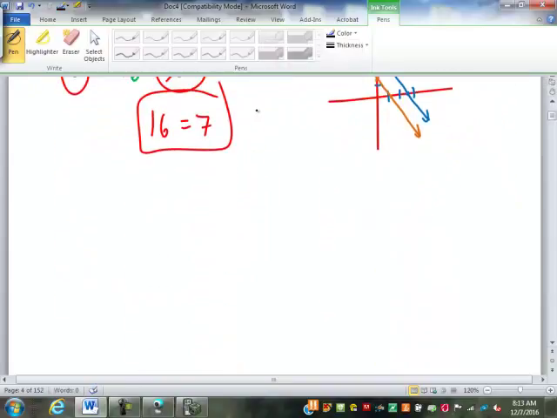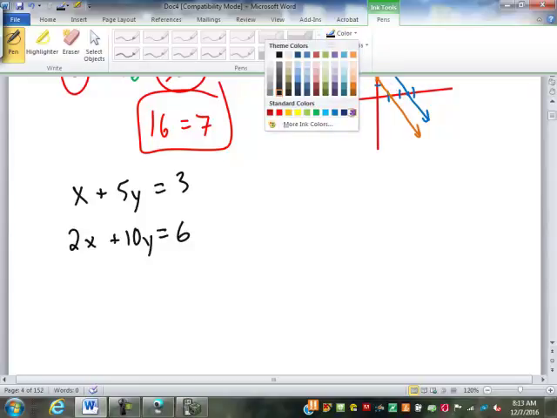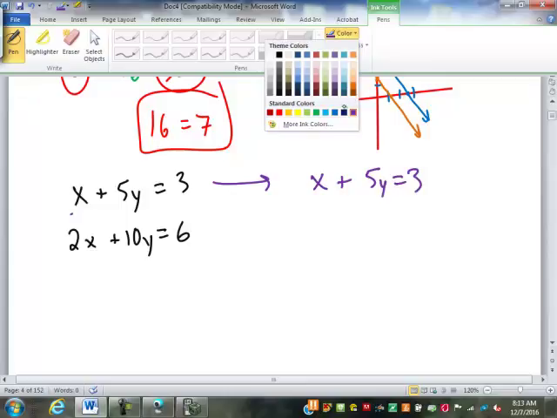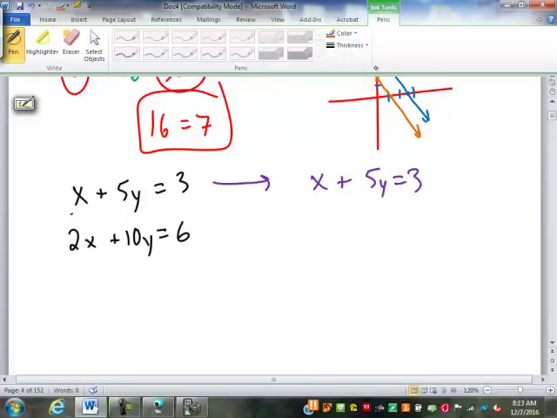Let me show you another case here. Now I made this top one easy to solve for x. Just a side note, it won't always be the top equation. It's just that the last couple of examples have turned out that way. So I'm going to subtract 5y. X equals 3 minus 5y. So what do I have to do with that? Put it in the bottom one for x.